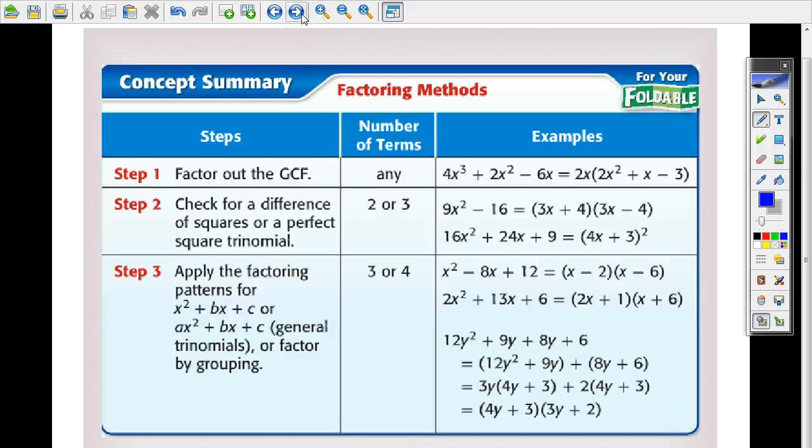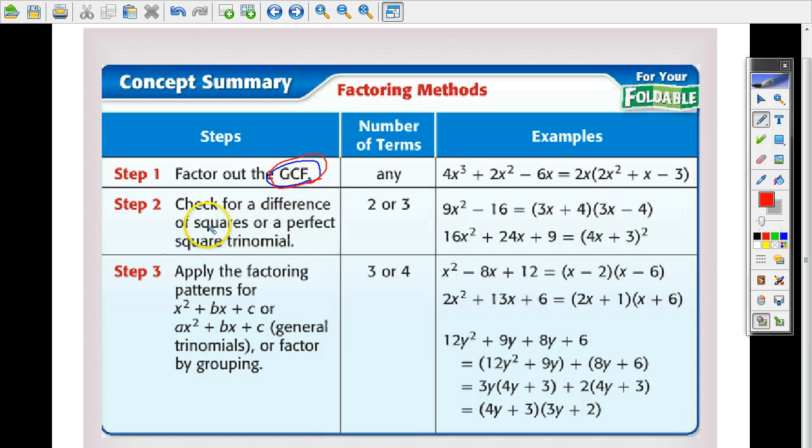Okay, welcome back. Alright, so here's a concept summary. Here's some factoring methods. First thing you do, you factor out any greatest common factor. And this doesn't matter how many terms you have, you just factor out the greatest common factor. Here you see that they have all 2x in common. So take out the 2x, and you have 2x squared. Take out 2x here, you're left with 1x. Take out 2x here, you're left with negative 3. So minus 3. Here's your factor by doing your greatest common factor.